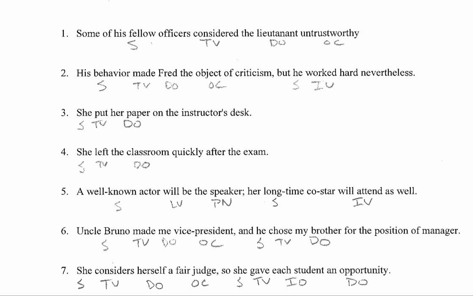So that's S plus IV. Number 3, identify the main verb. Put, is it linking? No. 1, 2, 3 are off. Is it followed by a noun? Yes. Pattern 4 is off. How many? Just 1. Her paper. Remember, you can ignore on the instructor's desk because that is a prepositional phrase. Number 4, we can also ignore quickly. Quickly is an adverb. After the exam is a prepositional phrase. So really we're just looking at she left the classroom. So she is the subject. Left is the transitive verb. It's something she did. And then the classroom, 1 noun phrase there.